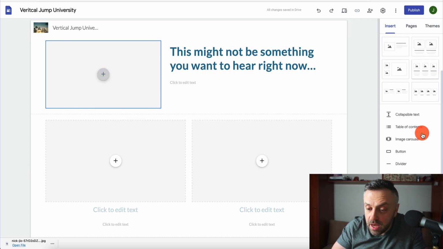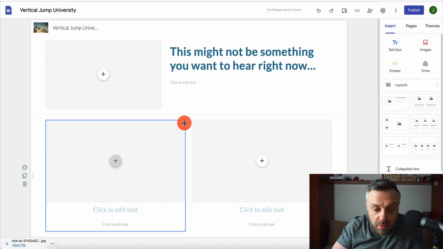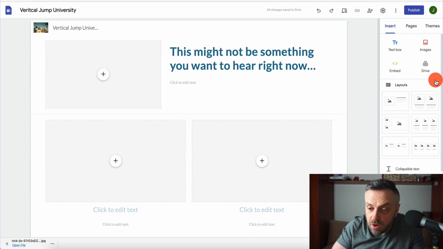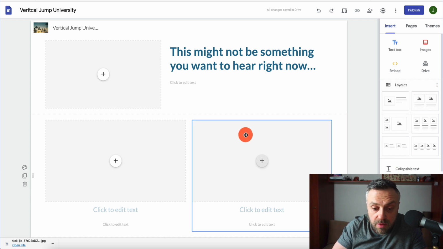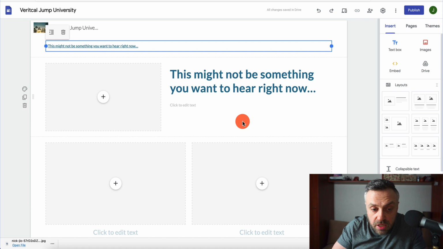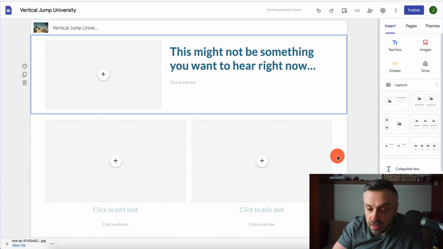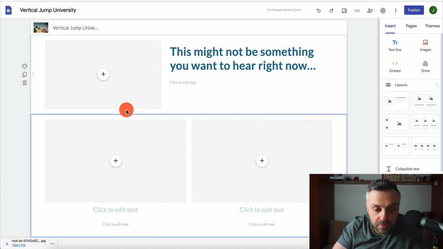Now for this layout, you can simply have a text box here. So all you have to do is you have layouts here. You have a collapsible text, you have table of contents. I can just click on it and it's here. I can drag and drop it. I can move it, I can remove it. There's so many things I can do. I can maybe delete it here. I can go in here, right?